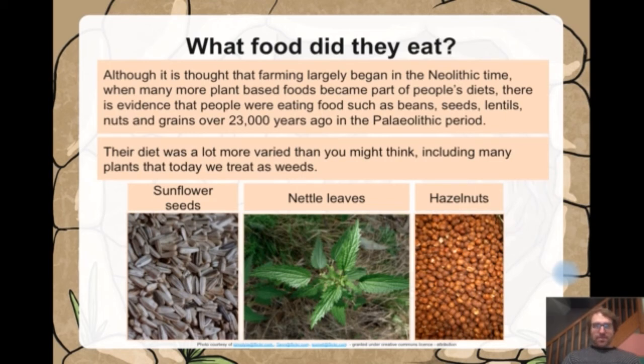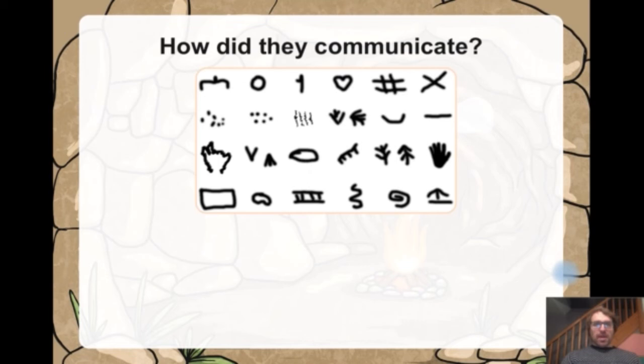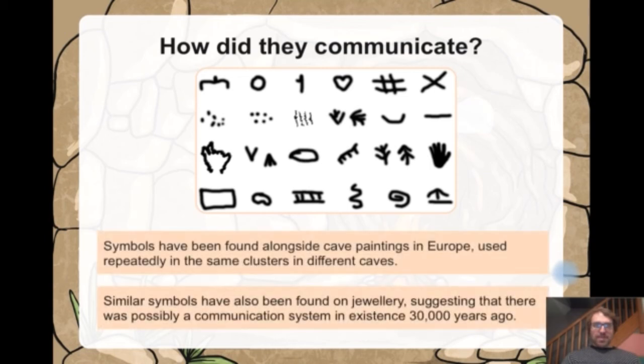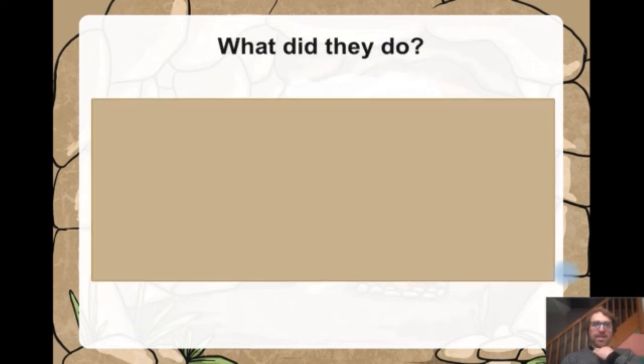How did they communicate? In our arts topic after Easter, we'll be looking at this in a little bit more detail. Symbols have been found alongside cave paintings in Europe, used repeatedly in the same clusters in different caves. Similar symbols have also been found on jewellery, suggesting that there was possibly a communication system in existence 30,000 years ago. So that means they had a way of talking to each other or communicating or writing things down.